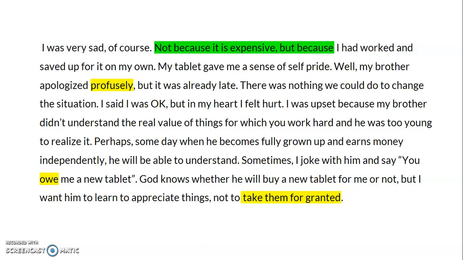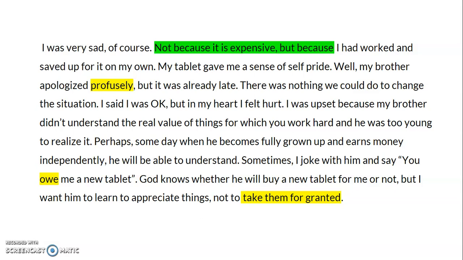Well, my brother apologized profusely, but it was already late. There was nothing we could do to change the situation. I said I was okay, but in my heart, I felt hurt. I was upset because my brother didn't understand the real value of things for which you work hard, and he was too young to realize it. I hope perhaps someday when he becomes fully grown up and earns money independently, he will be able to understand.